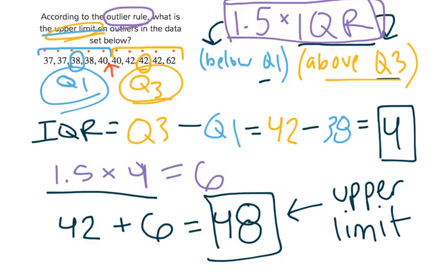of outliers. If I have anything above 48, that means it will be an outlier for this set. The lower limit, again, I would have just subtracted the 6 we found here. I would have subtracted that from 38 to get 32, and 32 would be my lower limit. But right now we're looking for the upper limit in this question, which is 48.